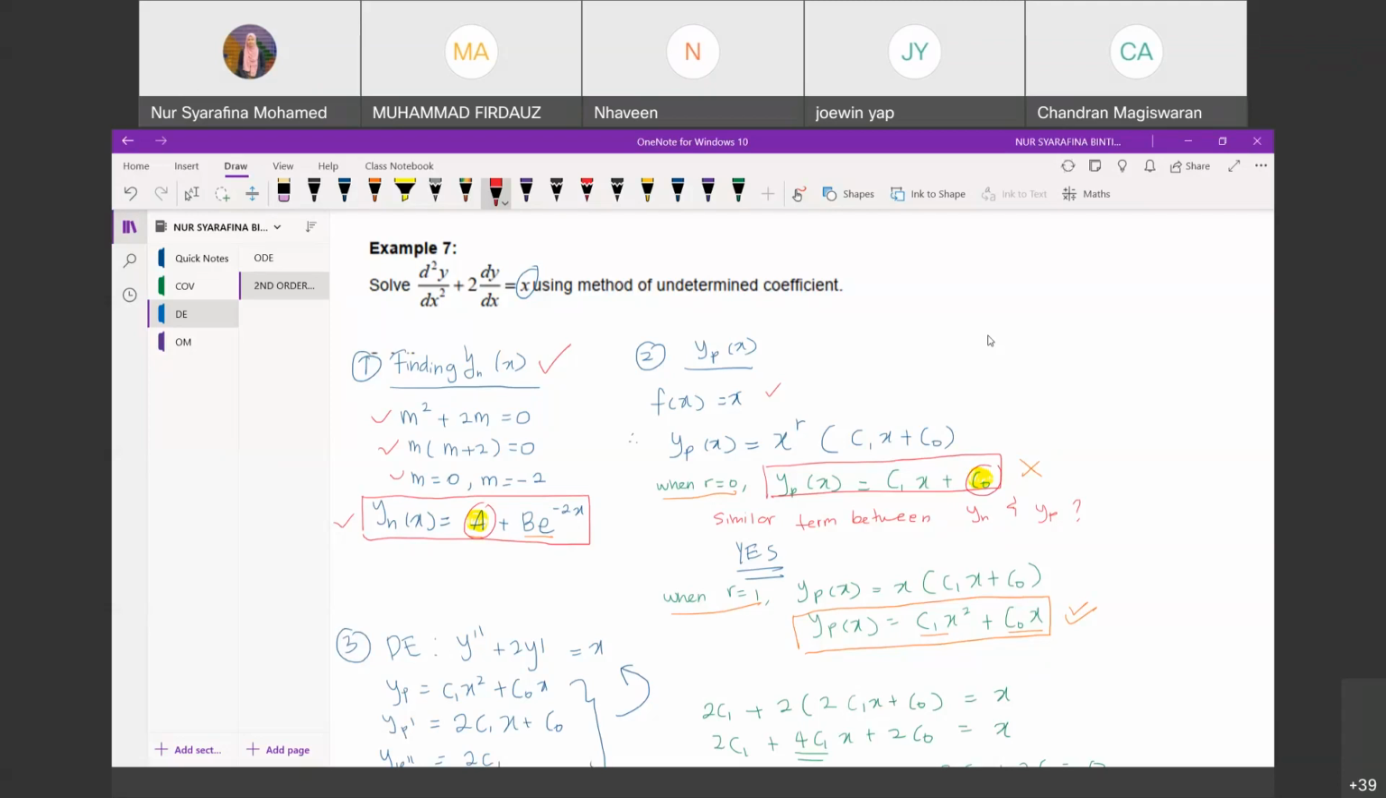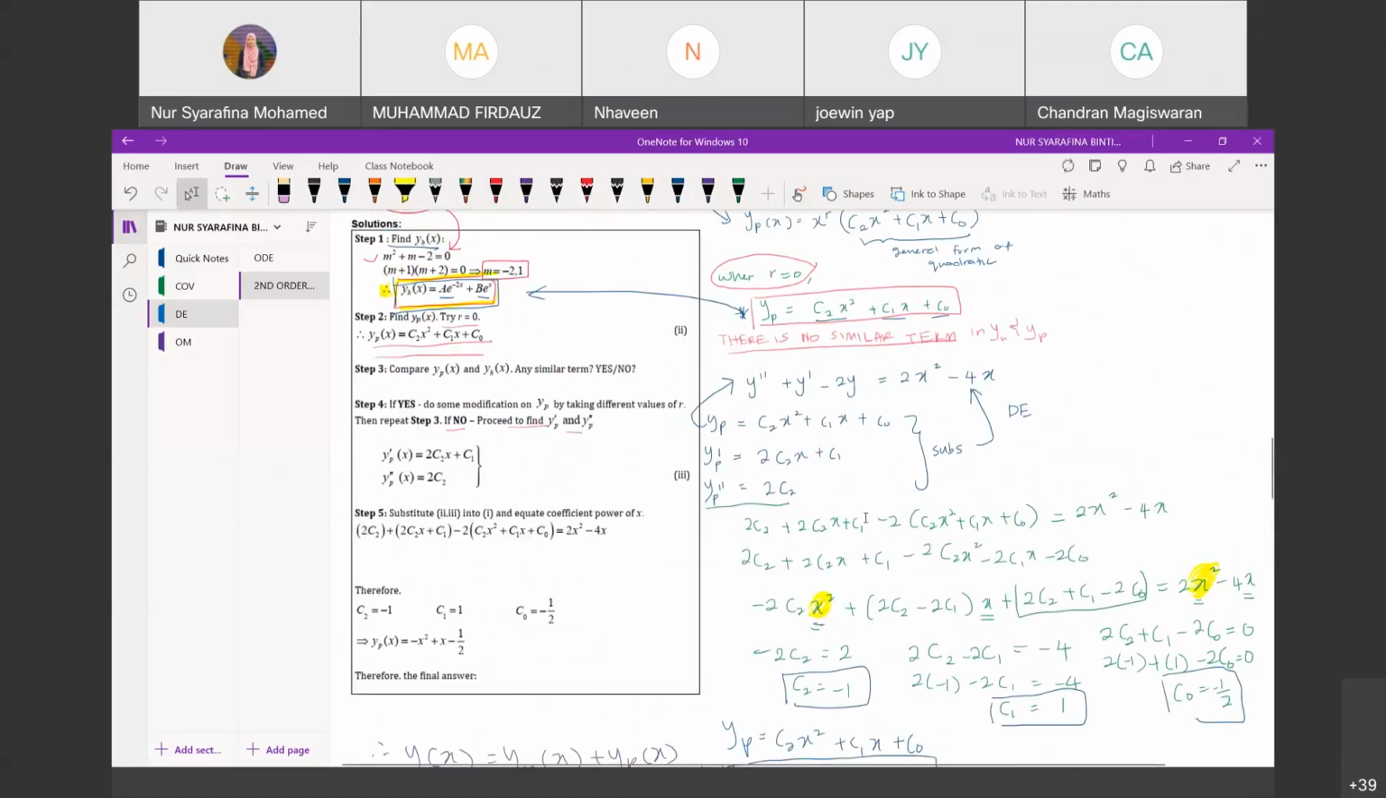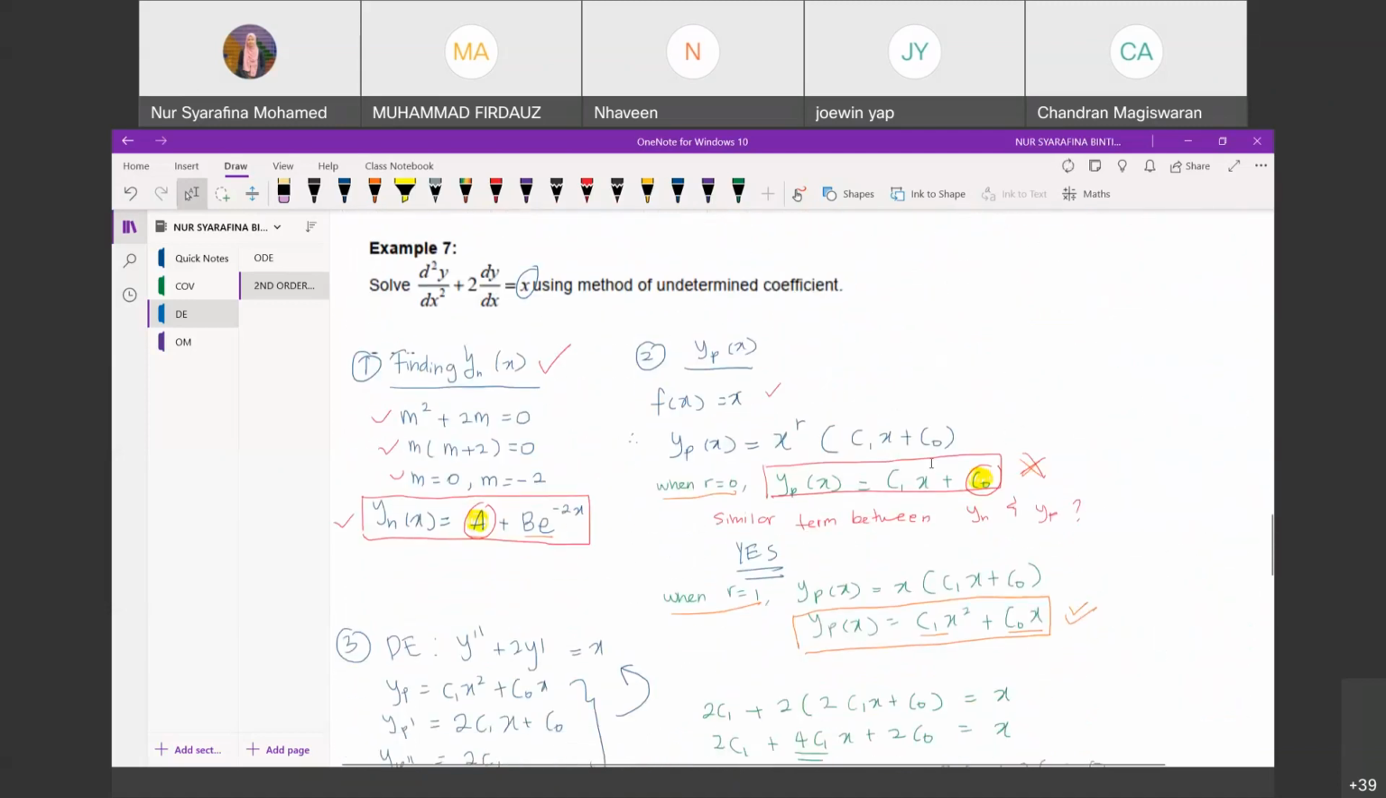When there is a similar term between YH and YP, you need to proceed with the next value of R. Then we cannot use this as your YP. This is the difference from the previous example. When you have no similar term, just take it as your YP when R equals 0. But now there is a similar term in YH and YP when R equals 0, so we cannot take this function. Then just proceed to R equals 1.